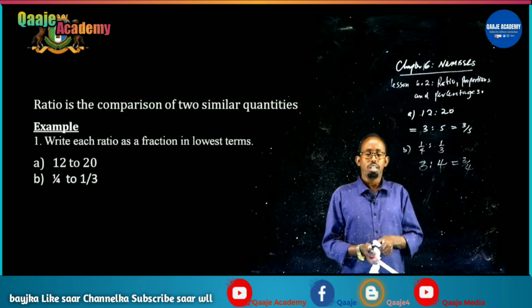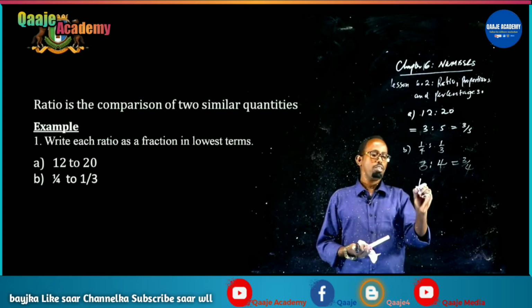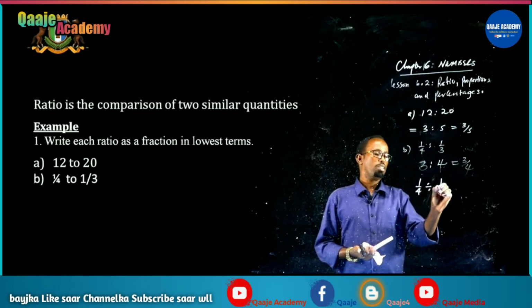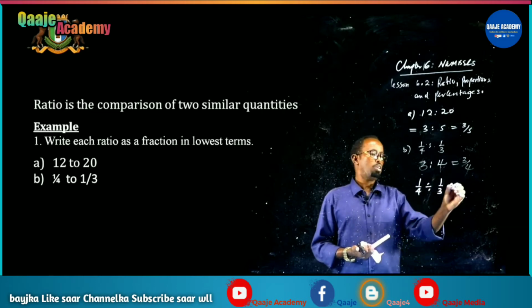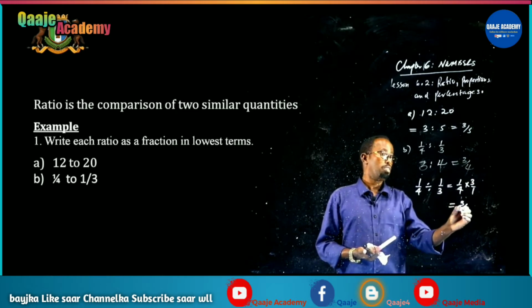As well, we can do it like this. You can say 1 over 4 divided by 1 over 3. This becomes 1 over 4 multiplied by 3 over 1. The answer will be 3 divided by 4, the same.